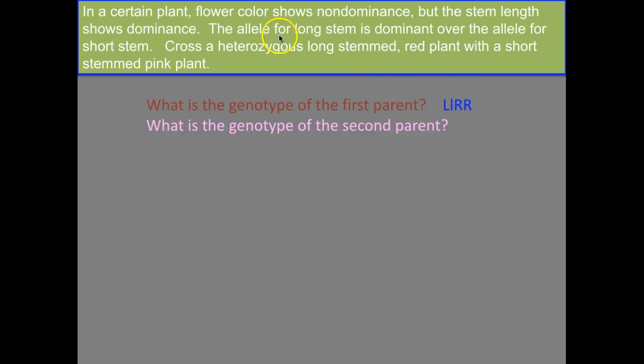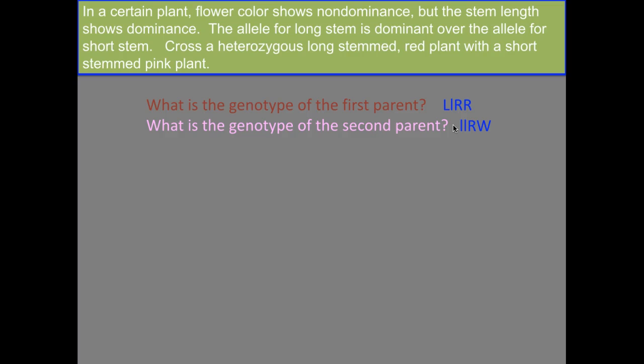And then the second parent, remember it said heterozygous long stem. So if it's heterozygous, let me see here. The long stem is dominant. So this is the heterozygous long-stemmed red plant. Now we're going to do the short-stemmed pink plant. Remember, long stem is dominant over short stem, so we're going to have two little l's, and then we're going to have a pink plant, so we're going to have big R, big W.